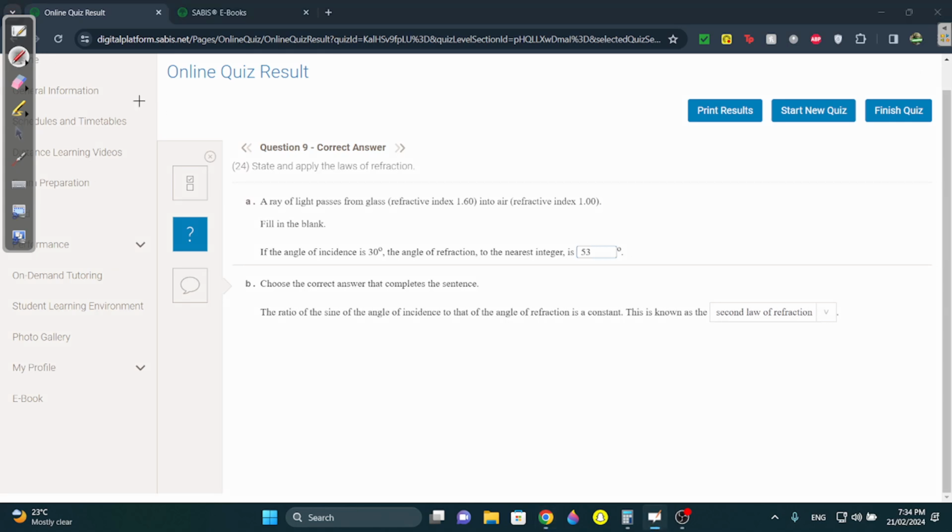Question 9. Okay, and you guys know Snell's law is Ni sine I equals Nr sine R. I think everybody knows it. Ni is the index of refraction of the incident ray. Since we're going from glass to air, the Ni is the glass, which is 1.6. Sine I is sine 30, because they said incidence is 30. Nr is 1 times sine R.